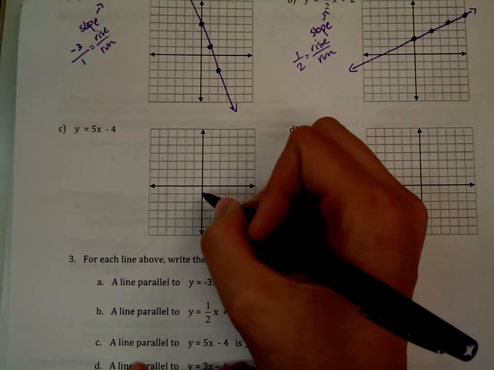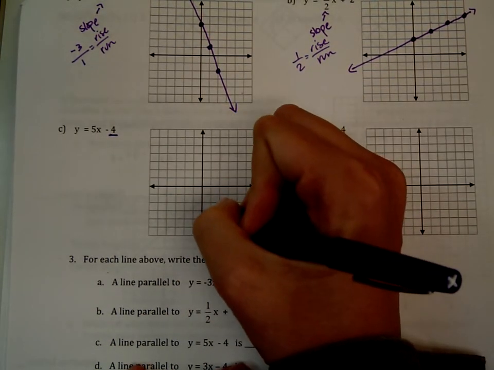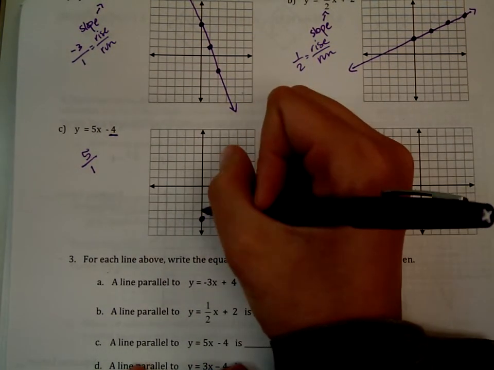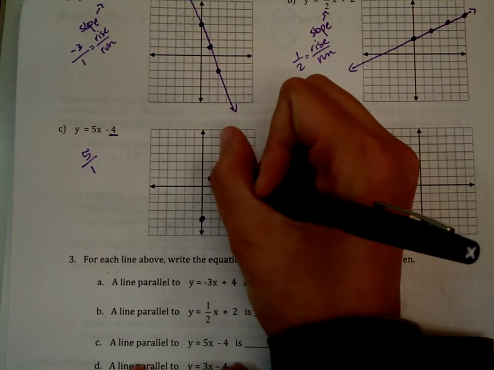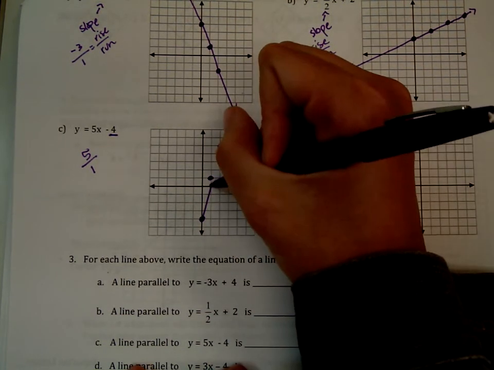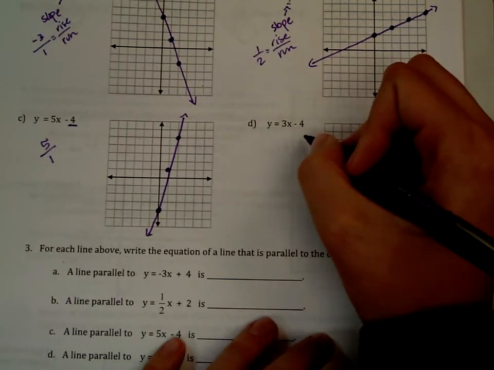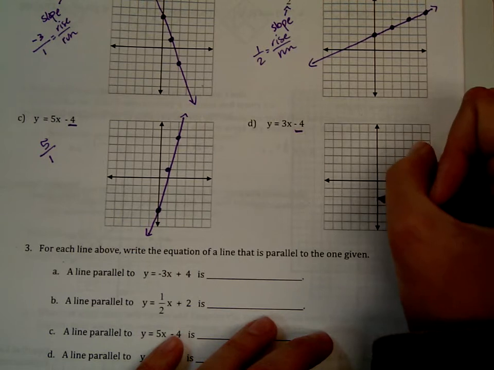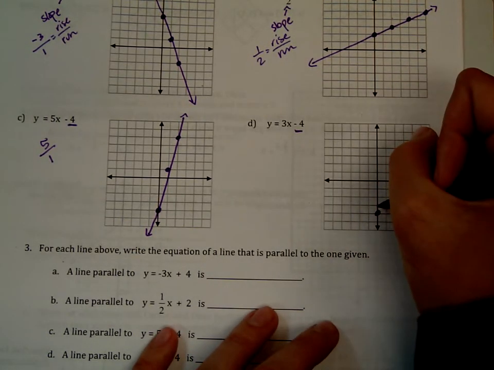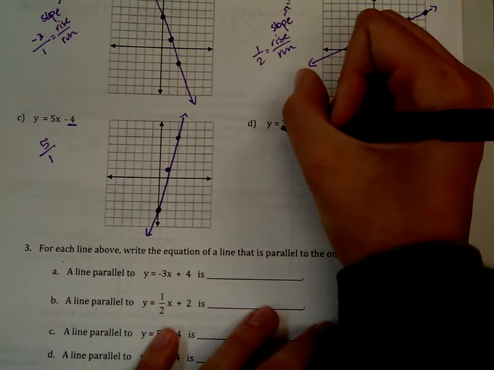Here we're going to start at negative 4, our y-intercept. And our slope is 5 over 1. So we're going to go up 5 and over 1. Again, our y-intercept is negative 4. Our slope is 3. So we go up 1, 2, 3 over 1. That's like 3 over 1.